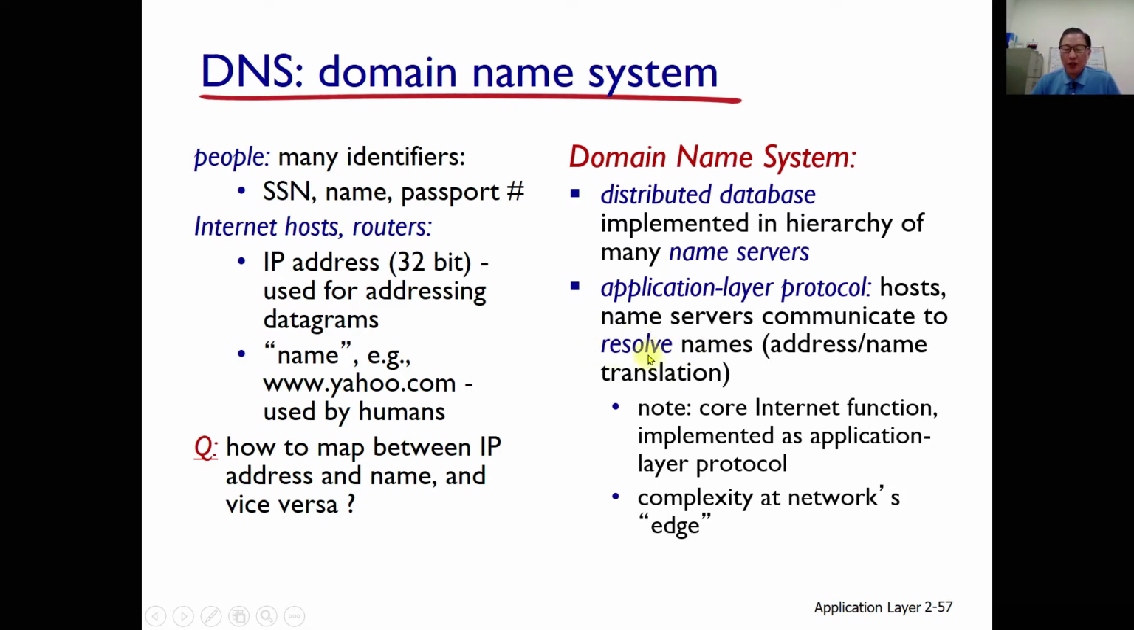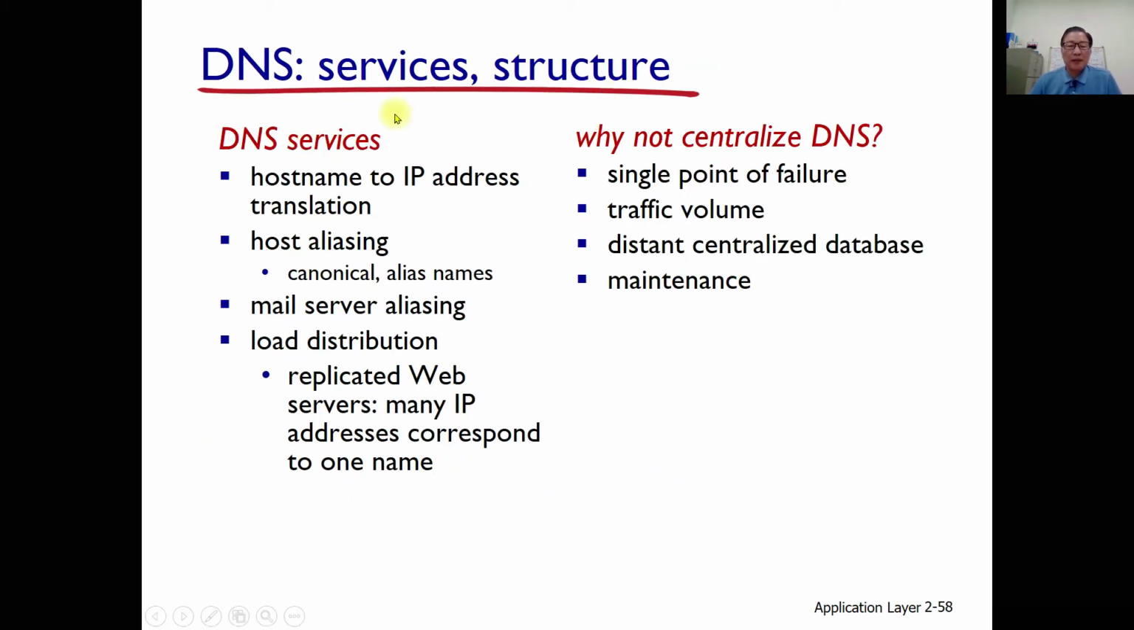That is called resolution, or resolving names. That means address-name translation. This is a kind of core internet function, implemented as an application layer protocol, and it is complex at the network's edge. If it is not working, we cannot use the internet, because we don't have the proper IP address for that specific domain name. Thus, we should study in a little more detail the services and the structure of DNS.